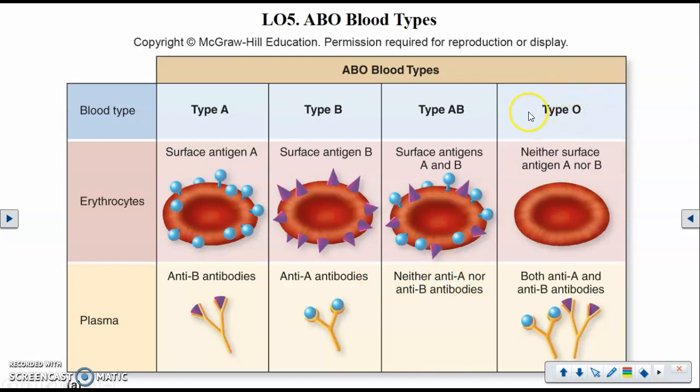Now, if you have type O, think of it as type zero. That means you have no antigens, A nor B. That means you have both antibodies. So again, there's an opposite relationship between the antigens and the antibodies. If you have type A, you have anti-B antibodies. If you're type B, you have anti-A antibodies. If you have type AB, you have neither. Type O, you have both.